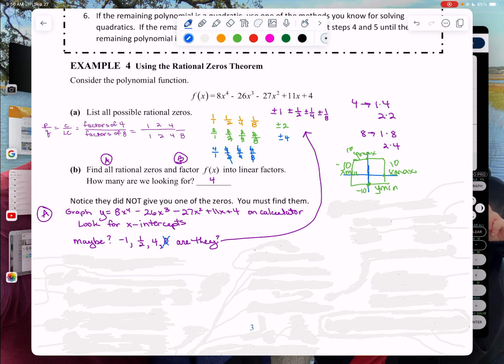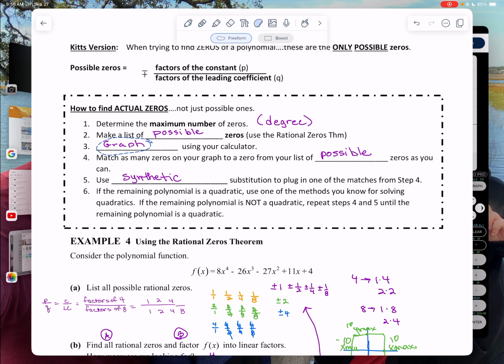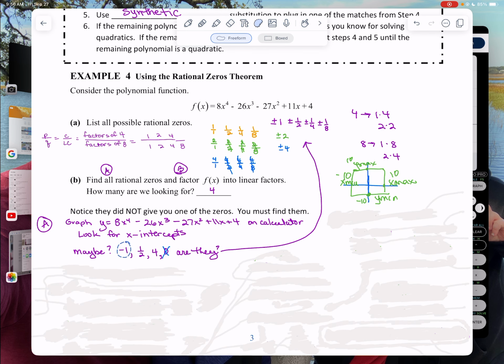So I'm going to now check it. See up here it says graph on your calculator, and then match these possible zeros to what we guessed. So notice negative 1 is up there. It's here, negative 1. Half, that's in there. 4, that's in here. Okay, so I'm going to guess maybe, let's do -1 and 4 because I've got to put those on the shelf, right? We're going to check it using synthetic division. So I'm going to put -1 on my shelf.